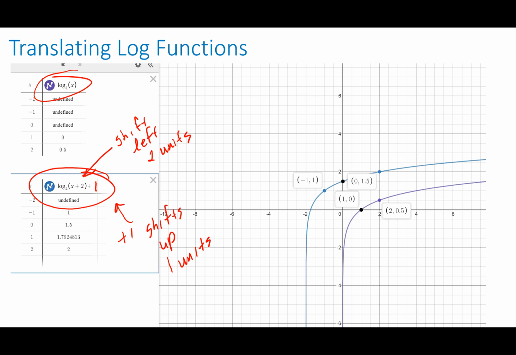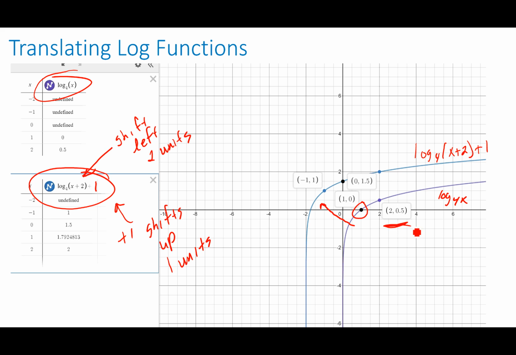So we can see our original function. This is the log base 4 of x in the purple. And this is log base 4 of x plus 2, plus 1. So we can see our point here at (1, 0) for our log base 4 of x is shifted to (-1, 1). Okay, what happened? It shifted 2 units to the left, and then it shifted up 1 unit.